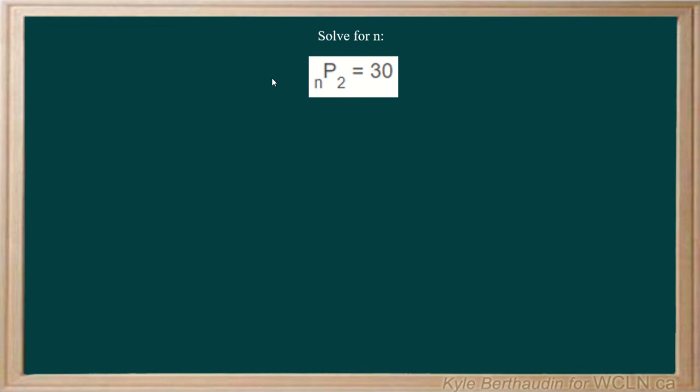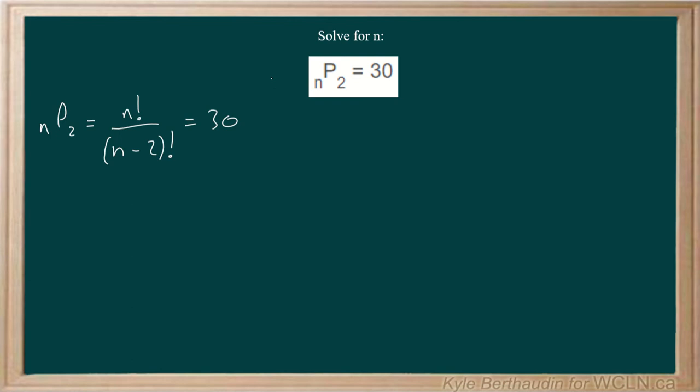Let's solve the following equation for n. So we know that nP2, if we use our permutations equation, is n factorial divided by n minus r, where r is 2, so n minus 2 factorial. We also know that all of this is equal to 30. And we want to solve for n.